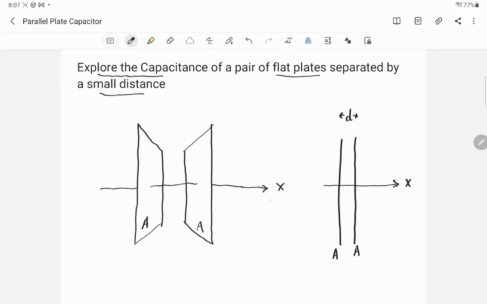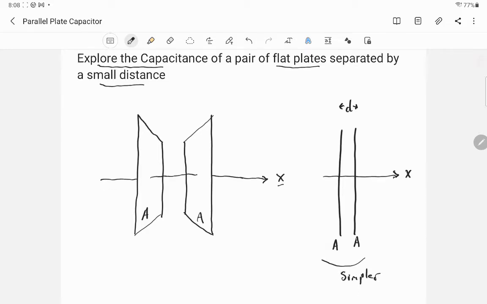The separation is in the x direction. I've got a big flat plate on the left and a big flat plate on the right. And for the parallel plate capacitor, we're imagining both plates as having the same area. And we're going to make them parallel. So from the side, it also kind of looks like this. This is a simpler drawing.